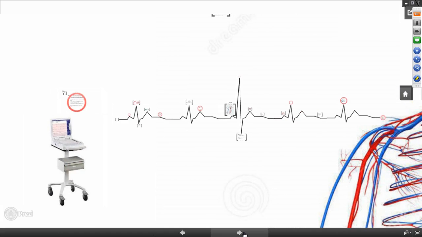So we're going to be going through this EKG strip here, and we'll be starting at the beginning, and we'll move our way all the way along to the end.